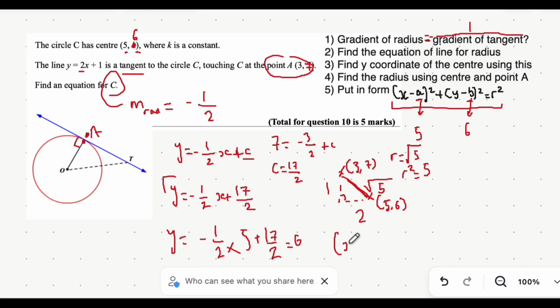We can say x minus the x coordinate of the center, 5, all squared, plus y minus the y coordinate of the center, 6, all squared equals r squared, which is 5. Again, this is a very difficult question. I saw this in the past exam paper as one of the last few questions, but I hope that made sense.